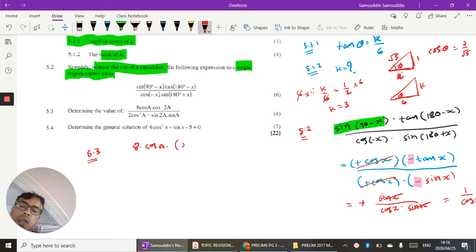Can use the formula 2 cos squared theta or A minus 1. Replacement 2 cosine cube A minus sine 2A. My formula is, sine 2A. I will replace it with my double angle formula 2 sine A cosine A.